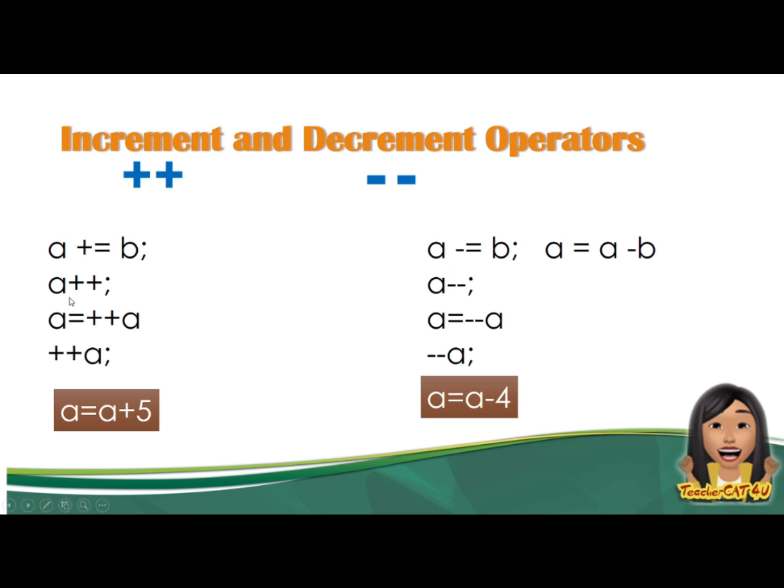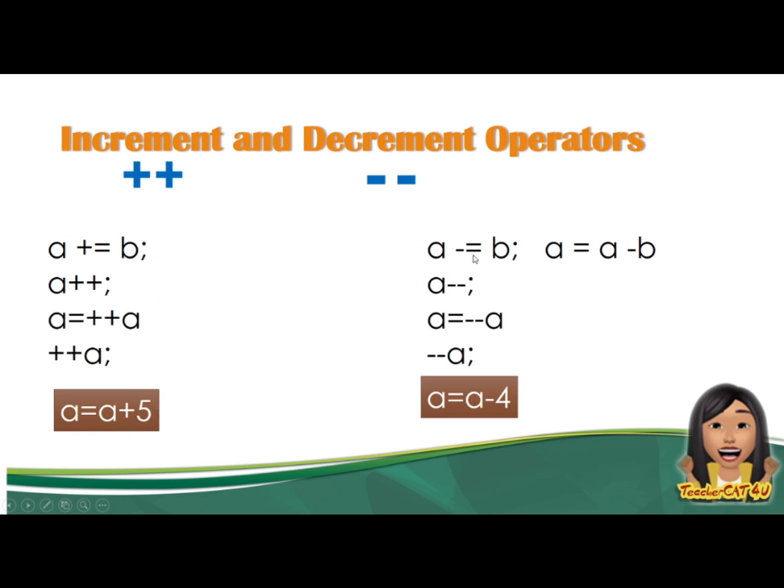If you are using A++, A = ++A and ++A, nag-increment lang siya, tumataas lang yung value niya ng 1. Pero pag gusto ninyong mag-increment siya into different value bukod sa 1, for example, 2, 3, pataas, you can use this increment operation. So, A = A + 5. So, ibig sabihin, yung increment ng A ninyo, nag-increase siya ng 5.